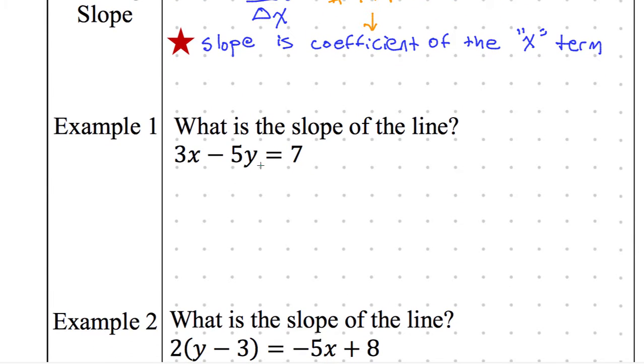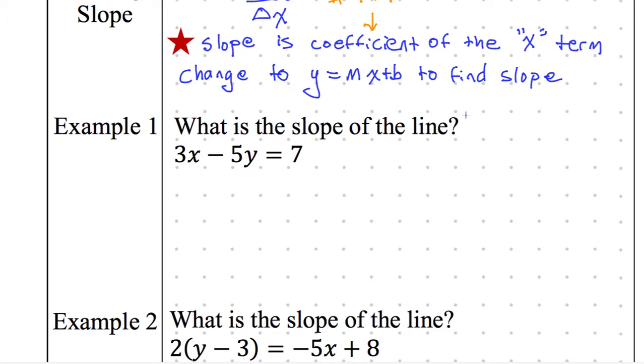So if I come down here to example 1, and I need to find the slope of this line, I need to transform this a little bit because I need to get it into slope-intercept form. So that's the other thing that we need to write down before we move to example 1: change to y equals mx plus b to find slope. And I'll pause there because I know that I speak and write fast, which makes my handwriting nice and sloppy.